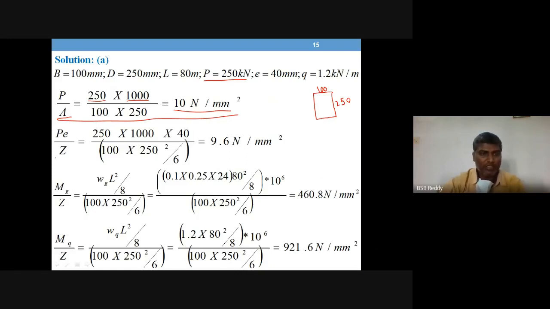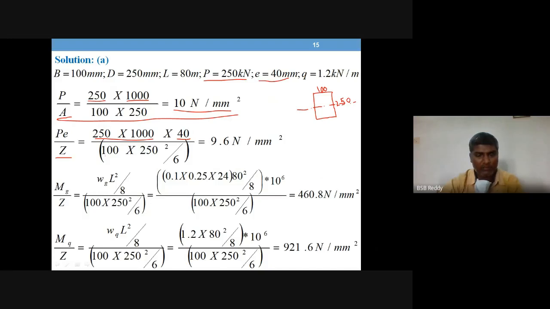Right, coming to P into E by the Z value, ZT is equal to Z bottom because the CG of concrete is at center. If the CG is not at center, then the Z value will vary definitely. So Z, both top and bottom, are the same. I'm using ZT is equal to ZB is equal to Z. So P into E again, P converted to newtons, E 40.